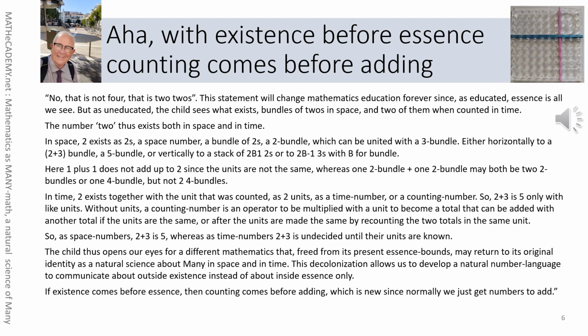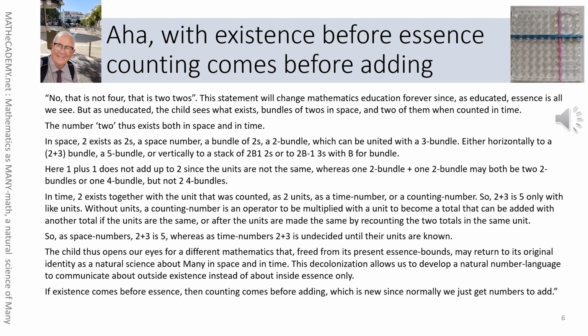Here 1 plus 1 does not add up to 2, since the units are not the same, whereas 1 2 bundle plus 1 2 bundle may both be 2 2 bundles, or 1 4 bundle, but not 2 4 bundles. In time, 2 exists together with the unit that was counted, as 2 units, as a time number, or a counting number. So, 2 plus 3 is 5 only with like units.